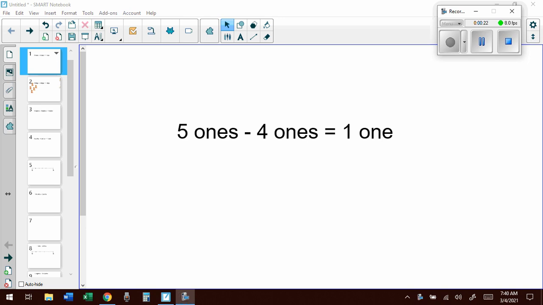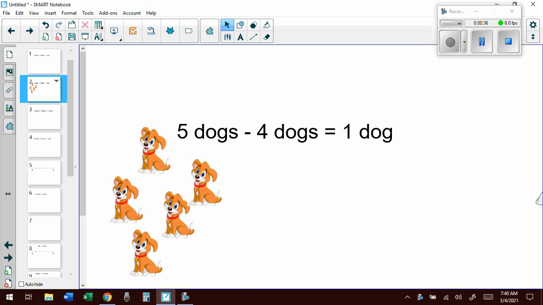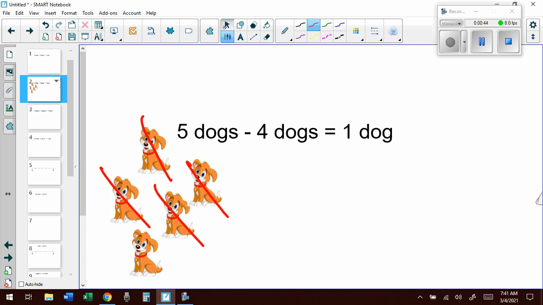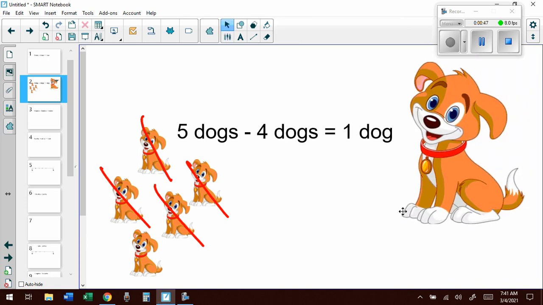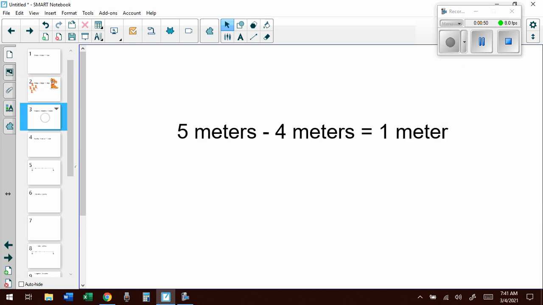So the first thing we're going to open with is 5 ones minus 4 ones equals 1 one. So the standard 5 minus 4 equals 1. Now we go to a different set of units. 5 dogs minus 1, 2, 3, 4 dogs equals 1 dog. And if we go to meters, 5 meters minus 4 meters equals 1 meter. So see how the subtraction doesn't change, but the unit does?